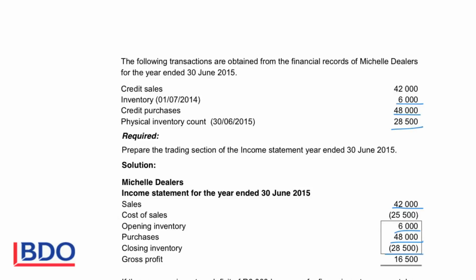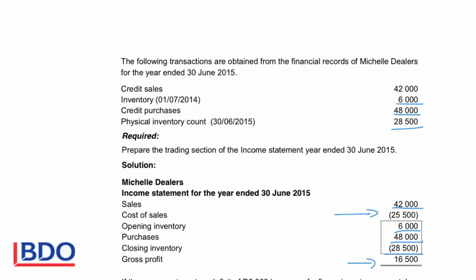So if I add the $48,000 and the $6,000 together, it gives me the total amount that was available for sales. Then I subtract the $28,500 that was not sold to determine what is the cost of sales figure. And if we have the cost of sales figure, we can determine what is the gross profit.